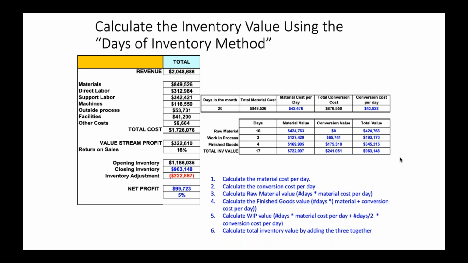And then you look at how many days of inventory you have in each category: raw material, WIP, finished goods. You calculate the material value, you calculate the conversion value, add the two numbers up, and you get to $963,000 of inventory, and that creates an adjustment of almost $223,000. Now, for work in process, you have to make an assumption of percentage complete, and in this case, I think it was about 50%. Finished goods obviously is 100% complete. Material is 0%. Material does not have any conversion value attached. So this is one method. Again, pretty simple. It's consistent, it's repeatable, and it's easily tested by auditors.